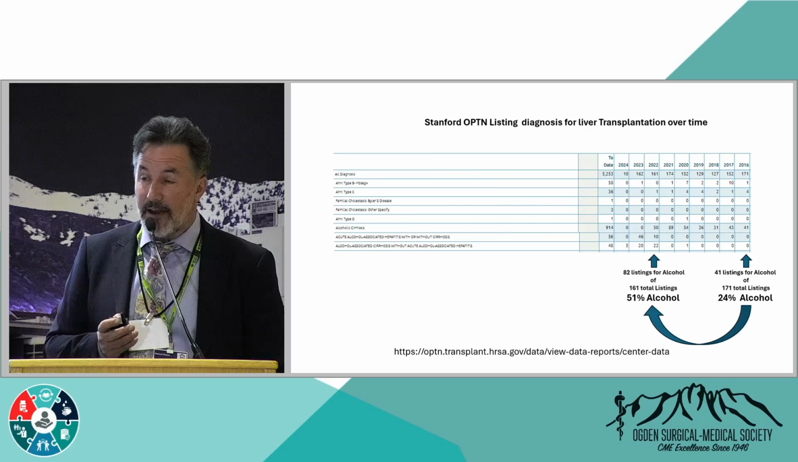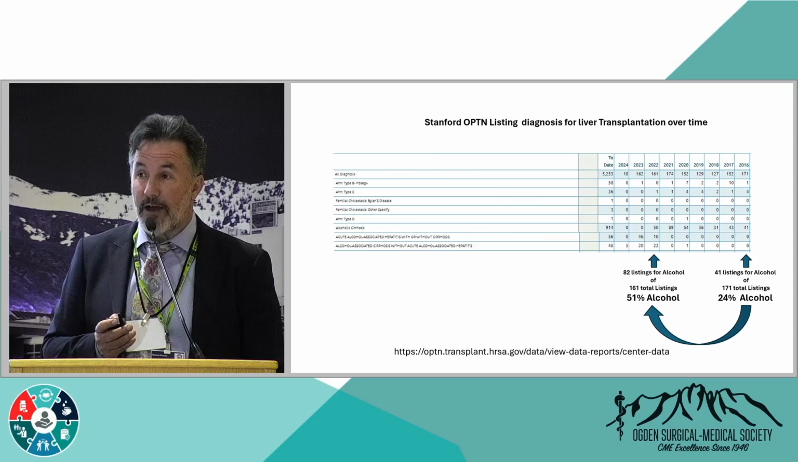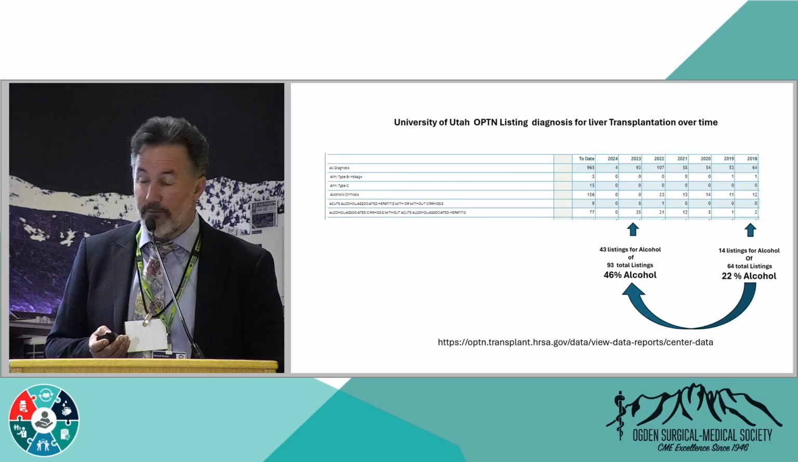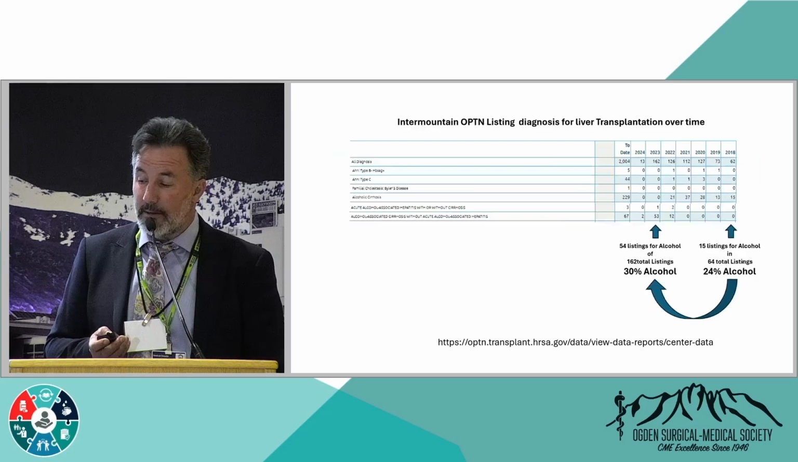This is Stanford University, and one way to transplant more people is to transplant more people for alcohol. So they went from 24% when they listed 171 to listing 162 and 51 transplants, and their total transplants nearly tripled because alcoholic hepatitis gets a high score. Now, is that the right thing to do? Probably not. University went from 22 to 46%, and Intermountain went from 24 to 30%, all publicly available and verifiable data.